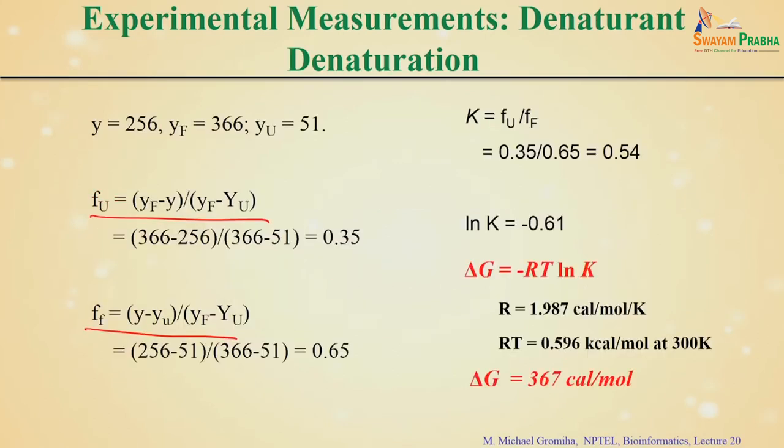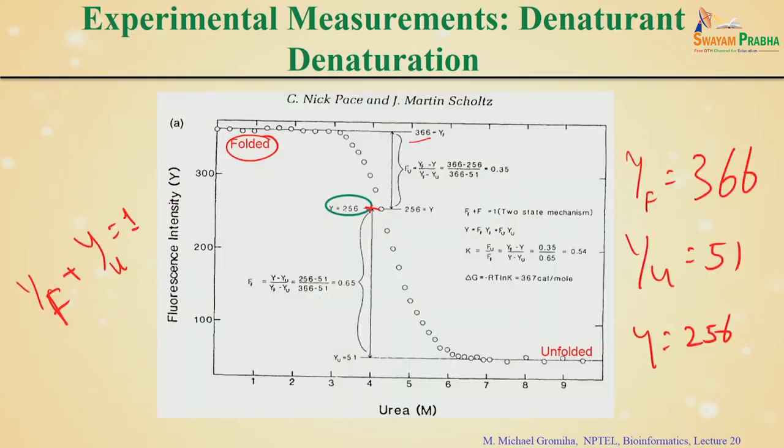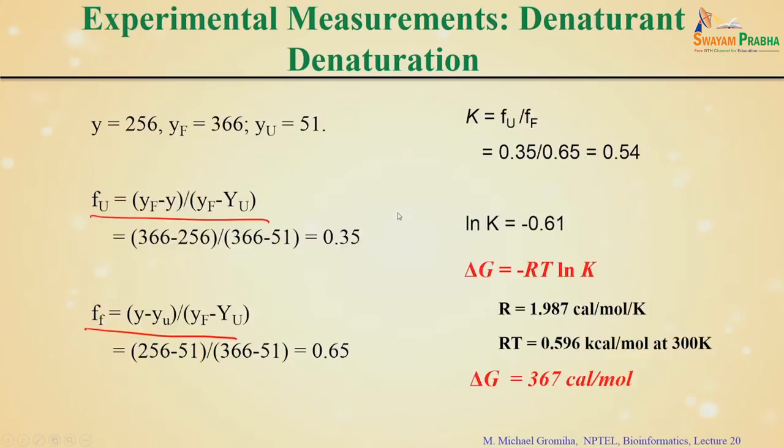Now you can have the values YF equal to 366, right? Here you can see the 366, and here Y unfolded equal to 51. And we take any point, for example, we take this point, right? This point. So in this case, Y equal to 56. So substitute these values in this equation, then FU equal to 0.35, because YF is 366, unfolded is 51, and the midpoint you take 256.